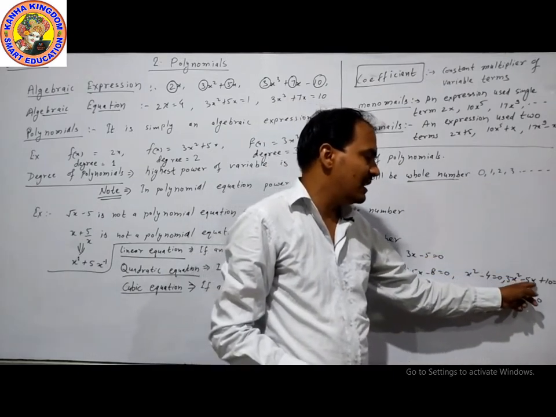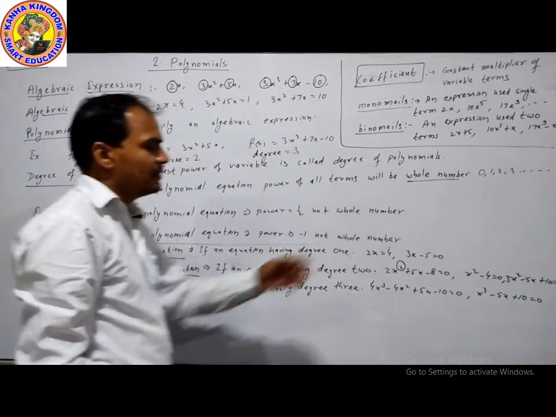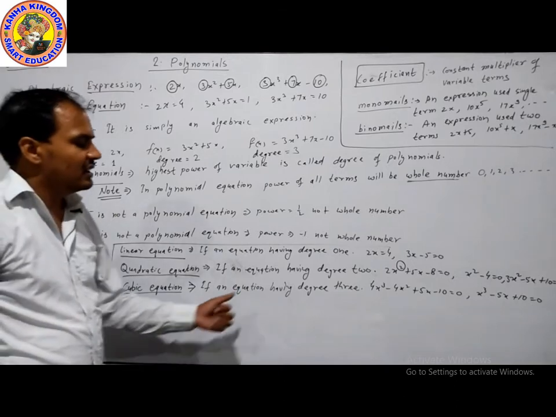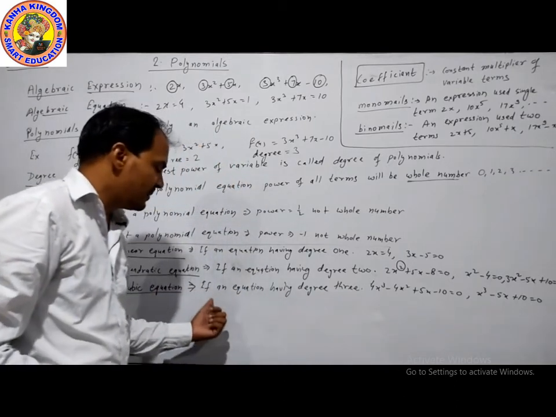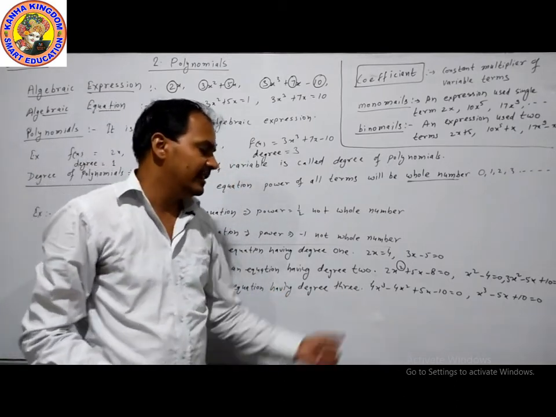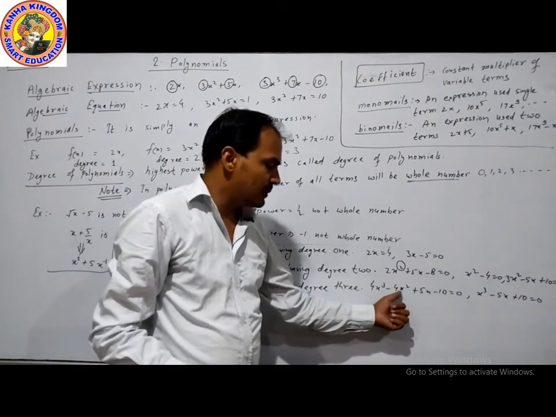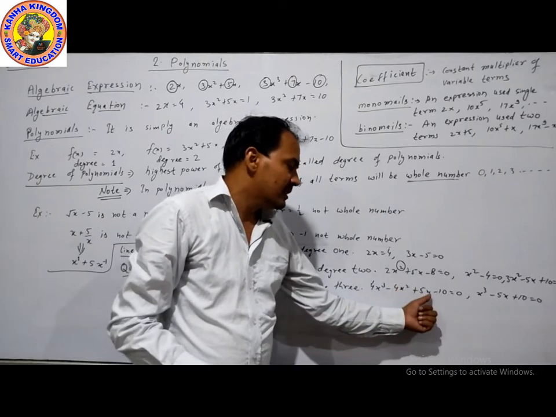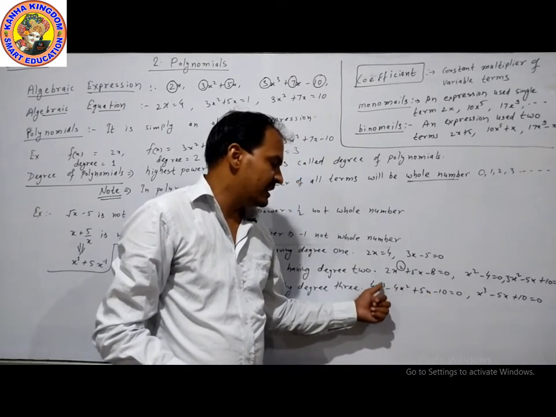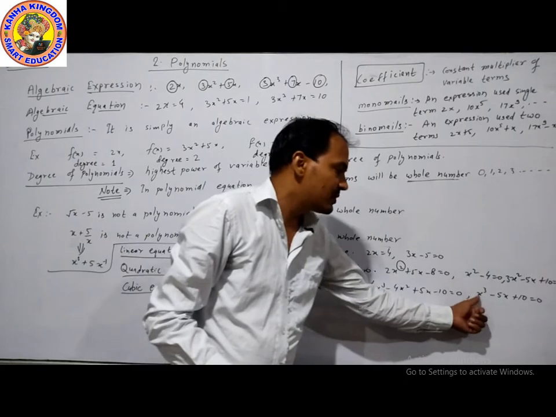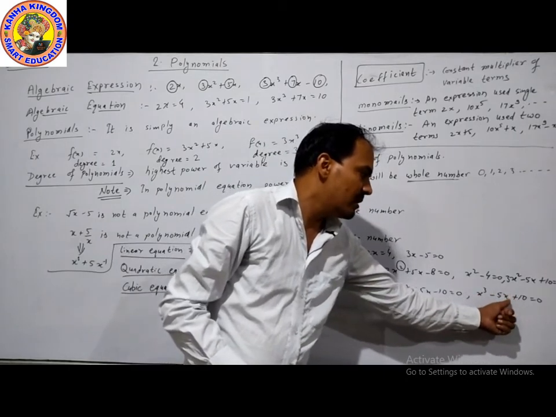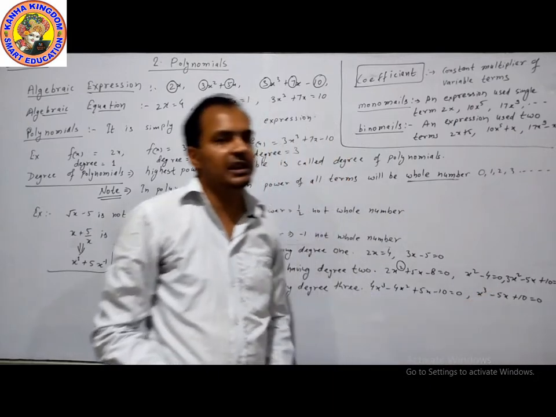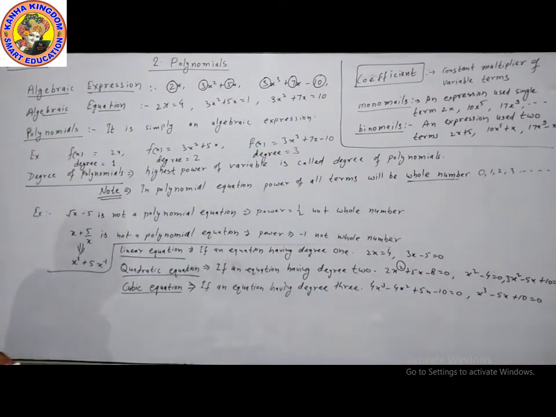3x square minus 5x plus 10 is equal to 0, here degree is 2. Cubic equation: if an equation has degree 3, like 4x cube minus 4x square plus 5x minus 10 is equal to 0. Here powers are 1, 2 and 3, highest is 3, so degree is 3. X cube minus 5x plus 10, power of x is 1 and 3, highest is 3, so degree is 3. This is our cubic equation.